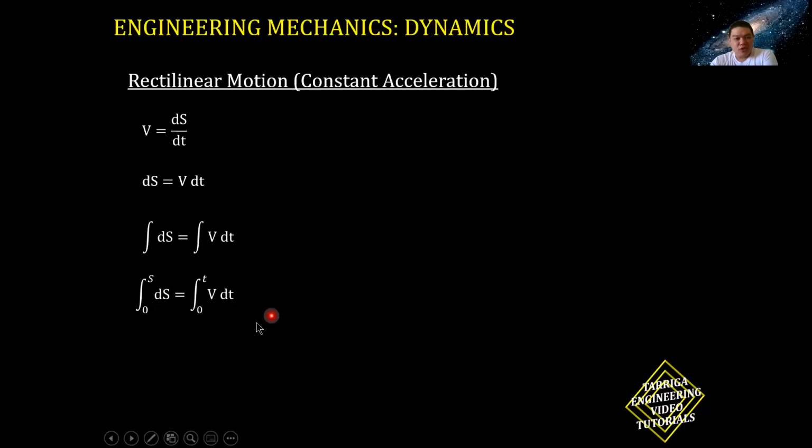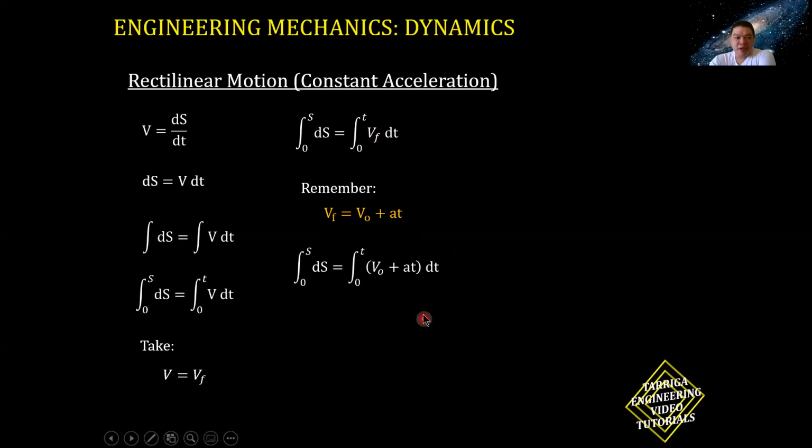Okay? So, now, this velocity is constant, no? Constant because, of course, that is a velocity. Our integral is varying with time, not velocity. Okay? Say, take velocity is equal to final velocity, so we will substitute V as VF. And now, as you can remember, as we derived earlier, VF is equal to VO plus AT. By substituting this VF function above, you can have that one. Okay?